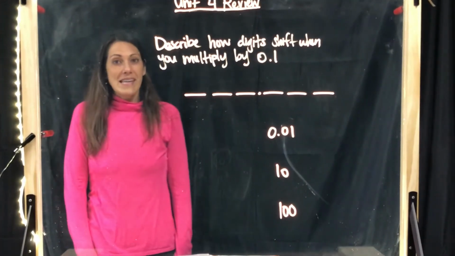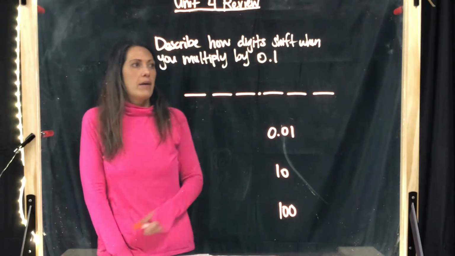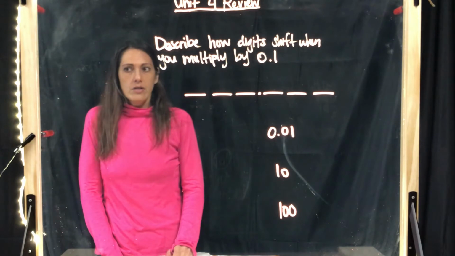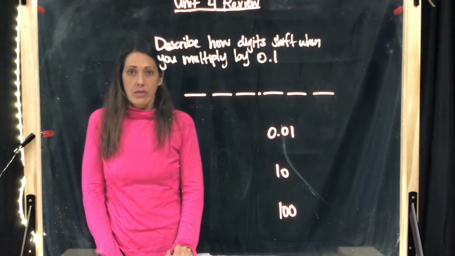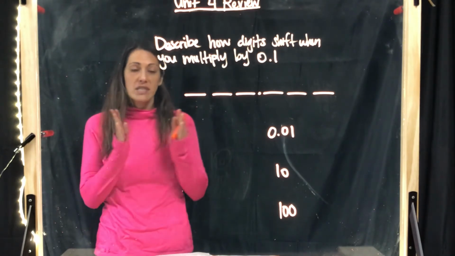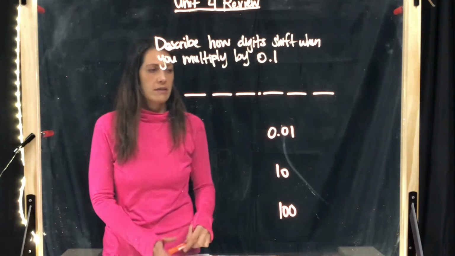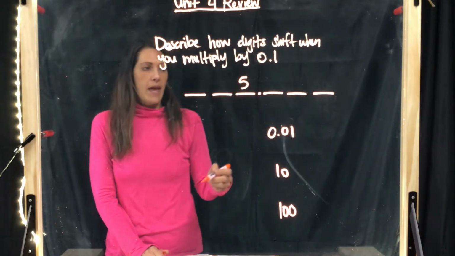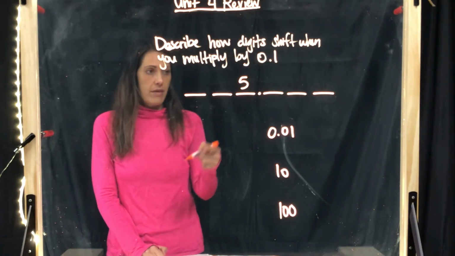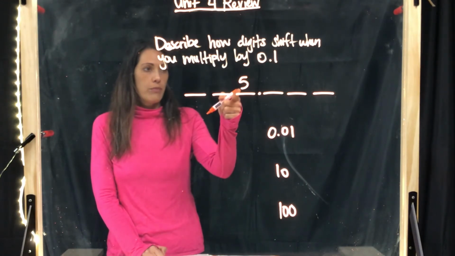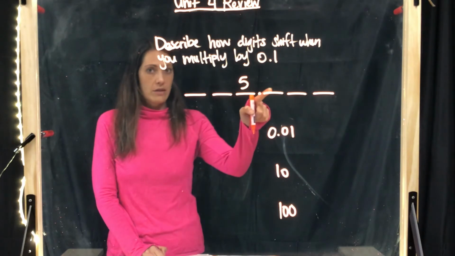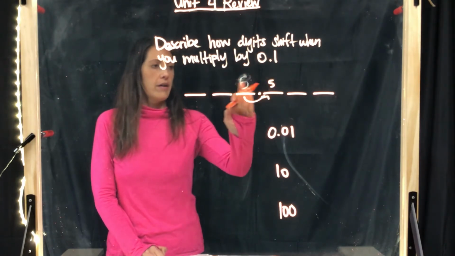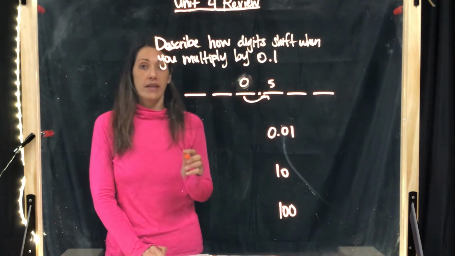For number 15, we are going to try and describe how digits shift when you multiply by 1/10. So if I multiplied something by 1/10, when I multiply by a fraction, it becomes smaller. And 1/10 of it means, for instance, if I had the number 5, and I multiply that by 1/10, the 5 would move one space to the right. It would move there, and it would be 5/10, okay?